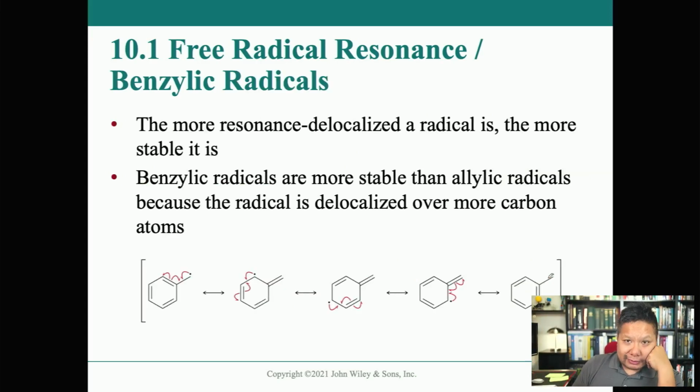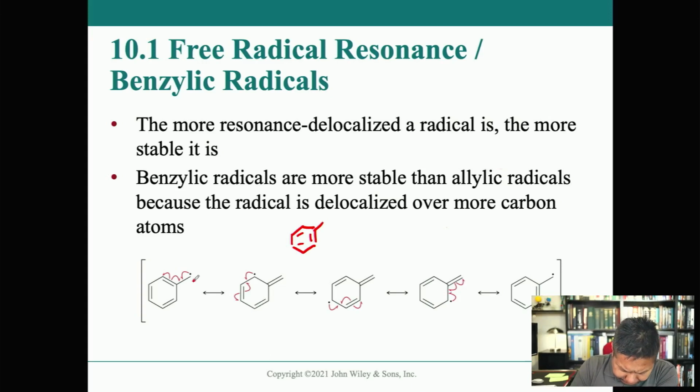The more resonance delocalized a radical is, the more stable it is, just like it is with normal lone pairs. So benzylic radicals, which is a benzene ring with an extra little methyl group on it, that's a benzyl. Benzylic radicals are more stable than allylic radicals because they have radical delocalization over more carbon atoms. So here we go. We have one electron at the end of the benzyl on that methyl.